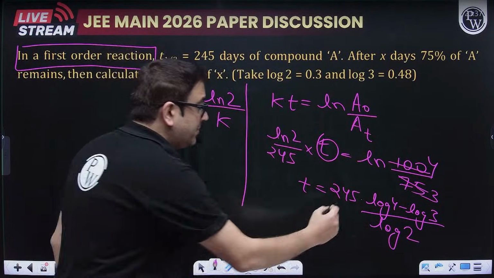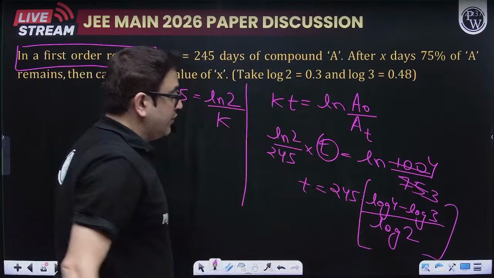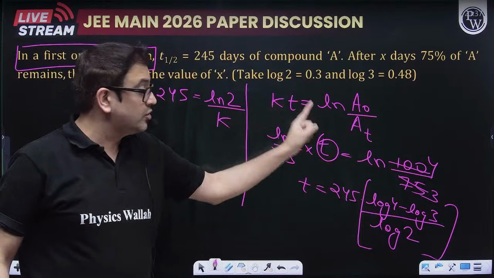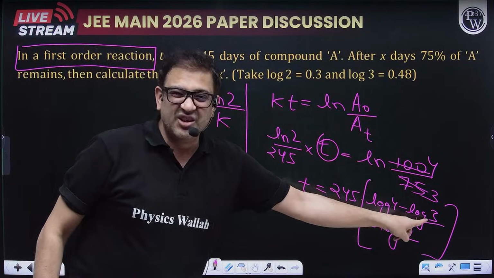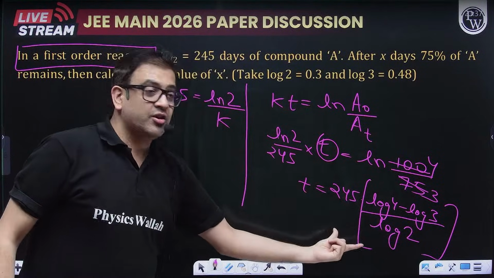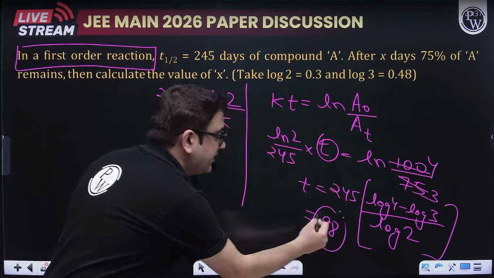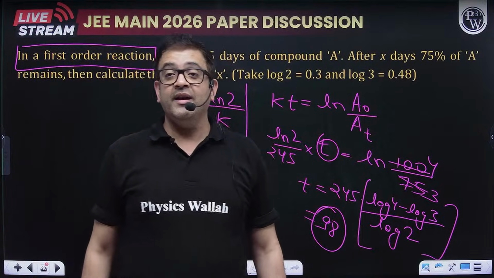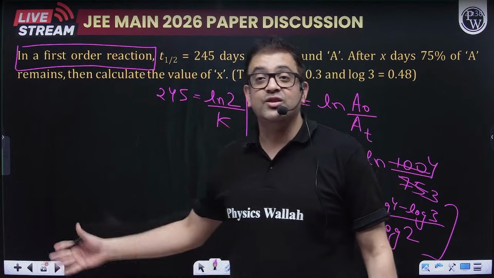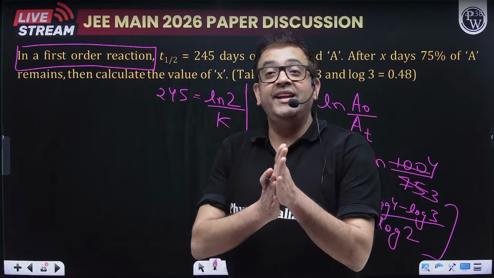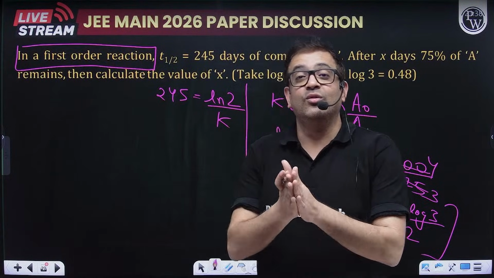Now this is simple, easy calculation, because log 4 is 2 times of log 2. Log 2 is 0.3. So this is 0.6 minus 0.5 upon 0.3. If you'll solve it, I guess you will get somewhere around 98 days. It is a simple maths that you can do. 98 is your answer. It is an integer type question. So do we have some 98? No, you are still solving.